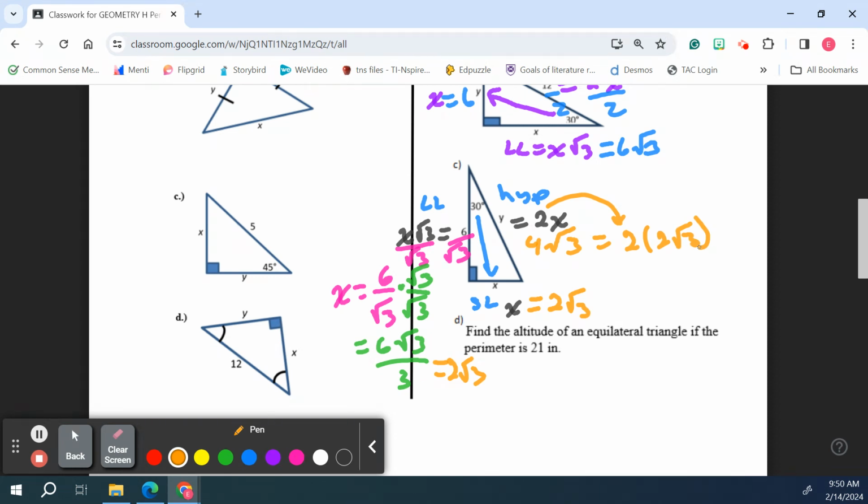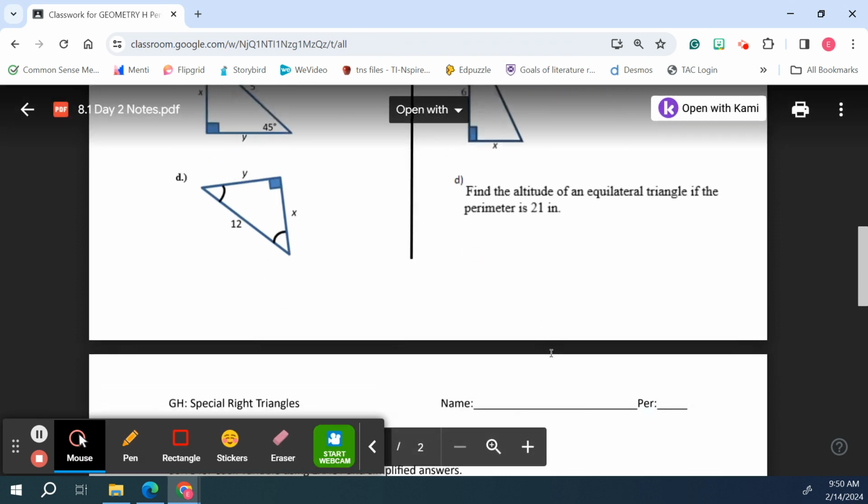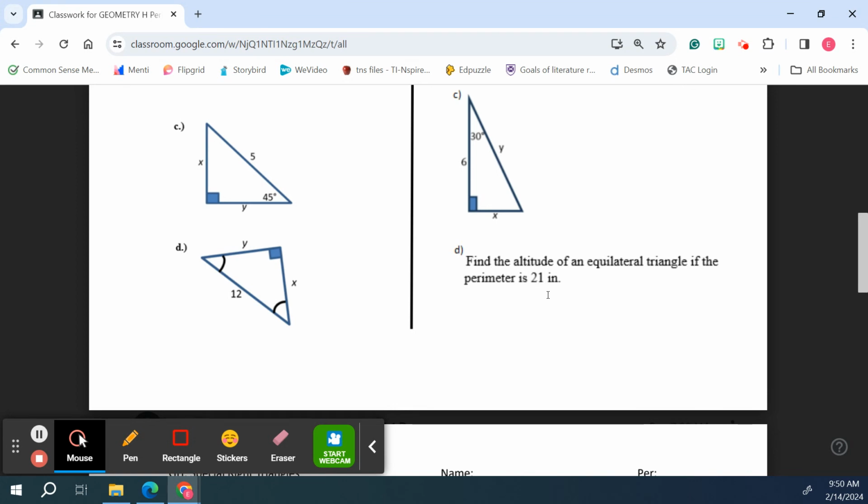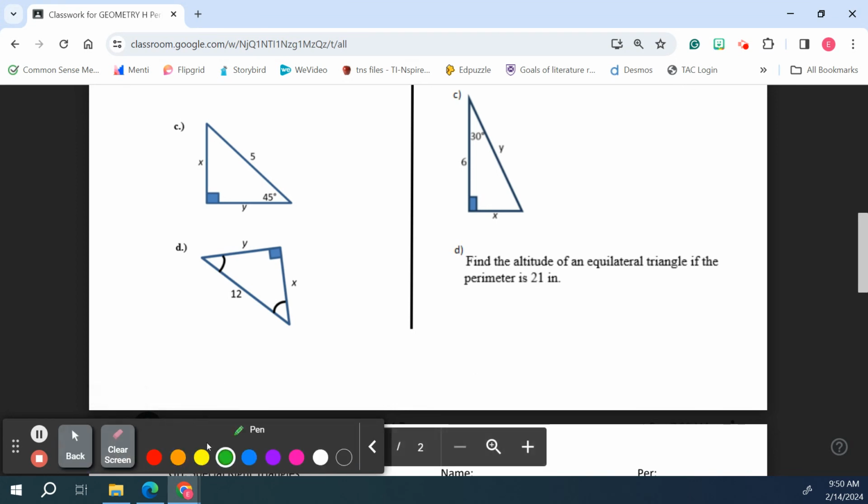Okay, let's take a look at letter D. Is anybody still writing this? I am going to erase. Okay. All right, so it says find the altitude of an equilateral triangle if the perimeter is 21 inches. So first thing I'm going to do is I'm just going to draw my equilateral triangle. Equilateral triangle, each angle has a degree of what? 60. Very good. So this is 60, this is 60.